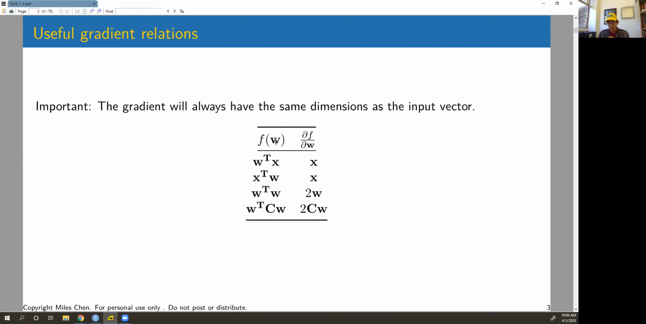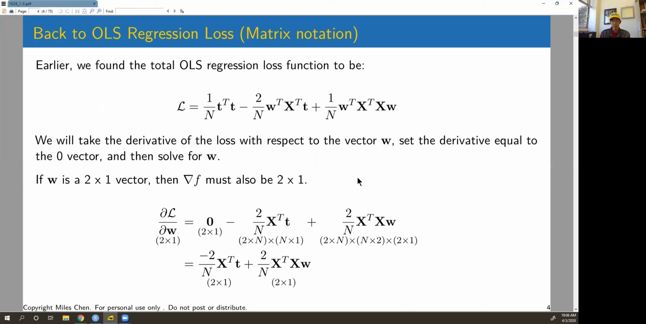If the vector has dimensions k by 1, then the gradient with respect to that vector will also be k by 1. For W transpose X to be a 1-by-1 scalar, if W is k by 1, W transpose is 1 by k, and X has to be k by 1. Therefore, when you take the gradient of F with respect to W, it will have the same dimensions. This is where we left off, and this is the next step we are going to do.